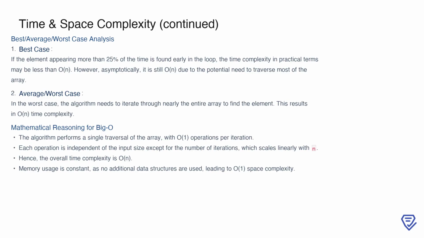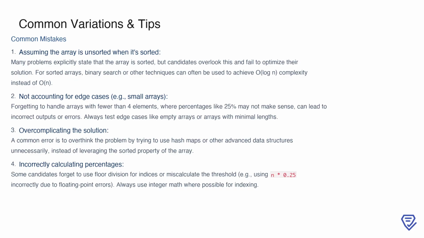From a mathematical perspective, the single traversal of the array ensures that each operation scales linearly with the size of the input, while memory usage remains constant throughout the process. This guarantees O(n) time and O(1) space complexity in all scenarios. When working with this problem, there are several common mistakes to watch out for.